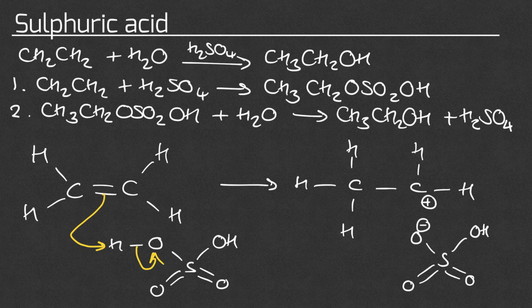Our products are drawn in exactly the same way as before. We've now made a new bond between this carbon and the hydrogen, as shown here. We've got our carbocation, our carbon with a positive charge, and our sulfuric acid now just has the oxygen with a negative charge. The rest of the molecule is unchanged. Remember to make sure you draw the rest of it out.